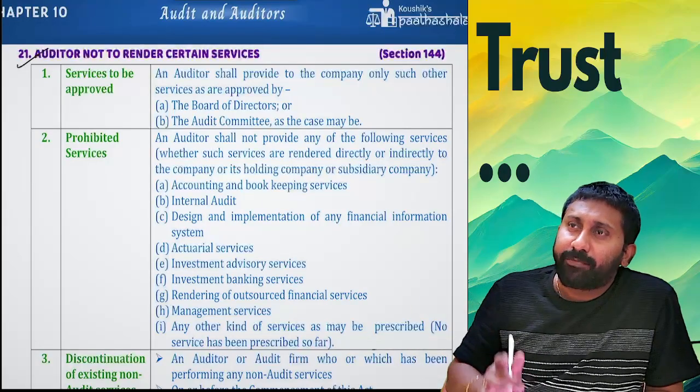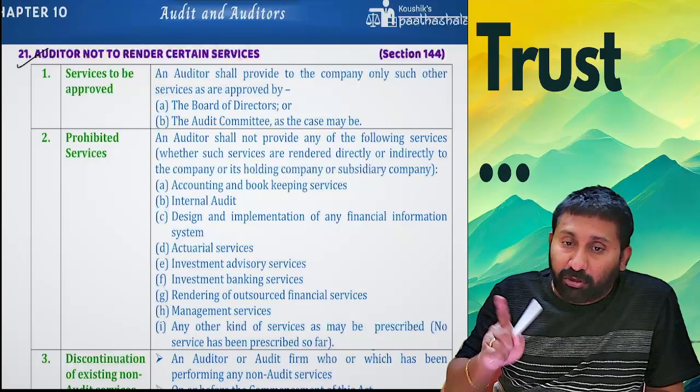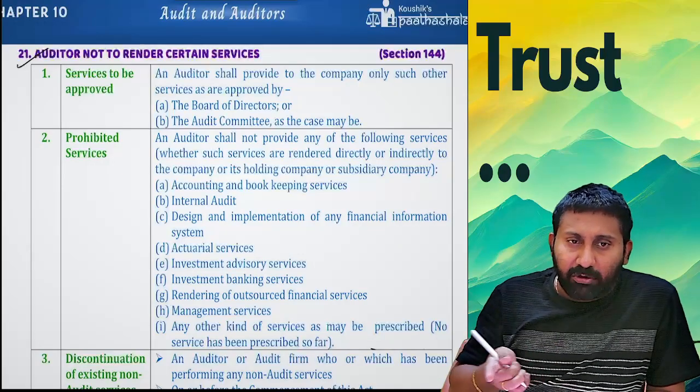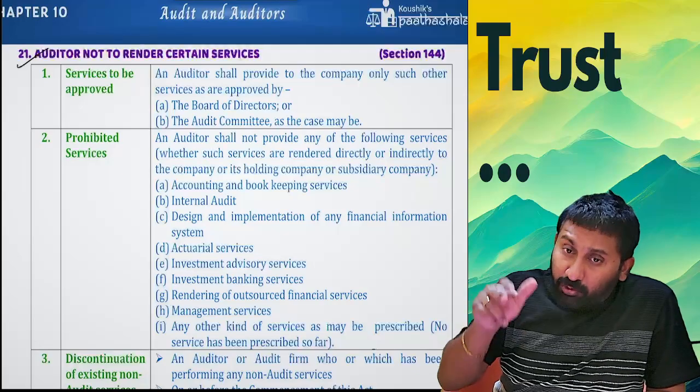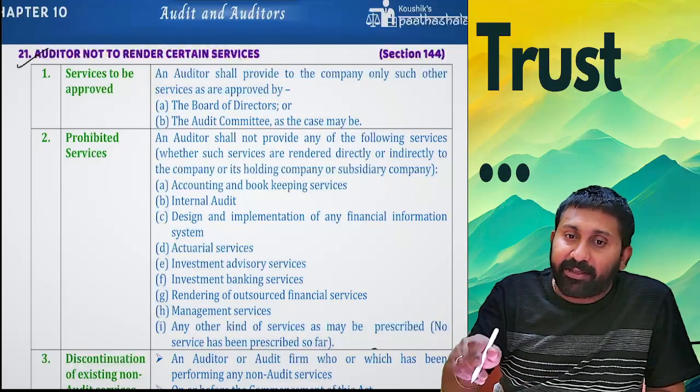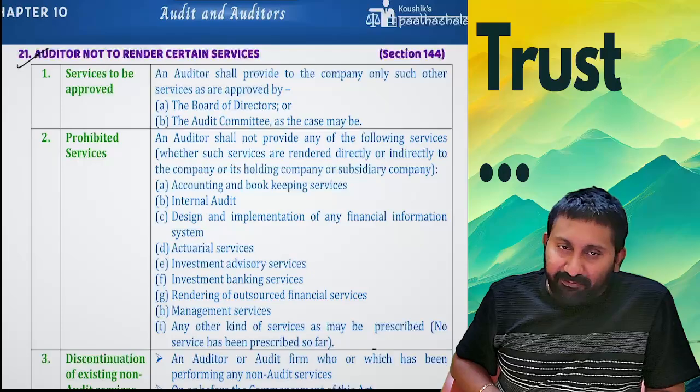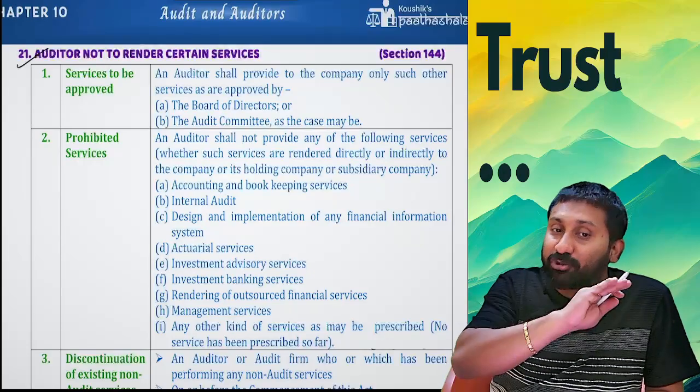Like that they say. Self-review. Self-review means what? The auditor will comment on the books of accounts, on the financial statements. If you prepare the financial statements and you have to comment, it will be like you writing the exam and you are also valuing it. Therefore, certain services the auditor should not render.